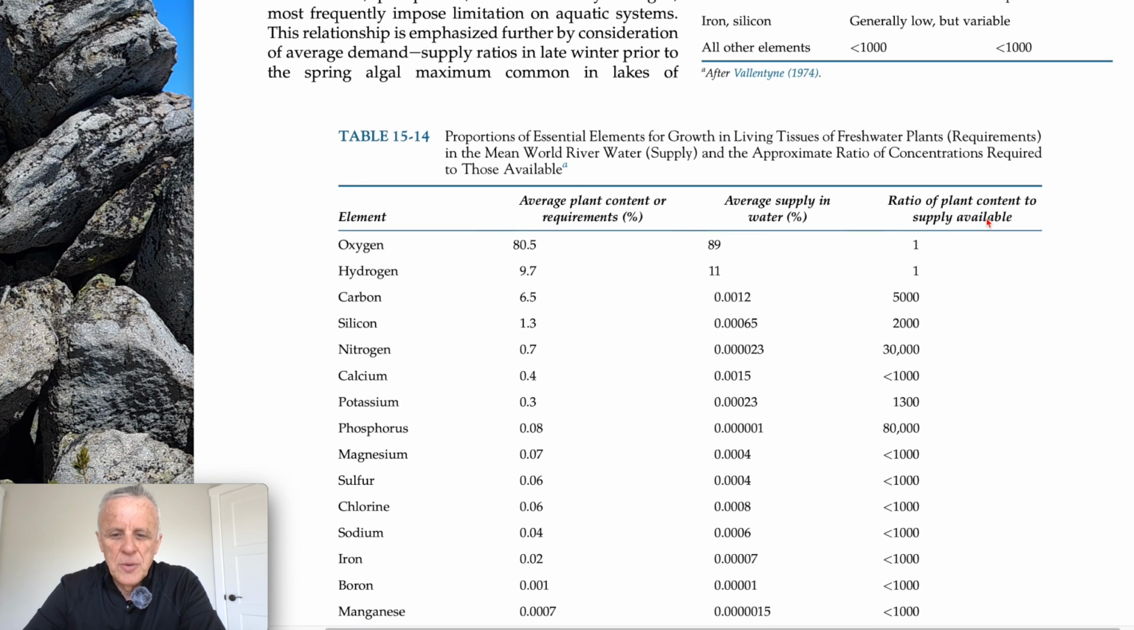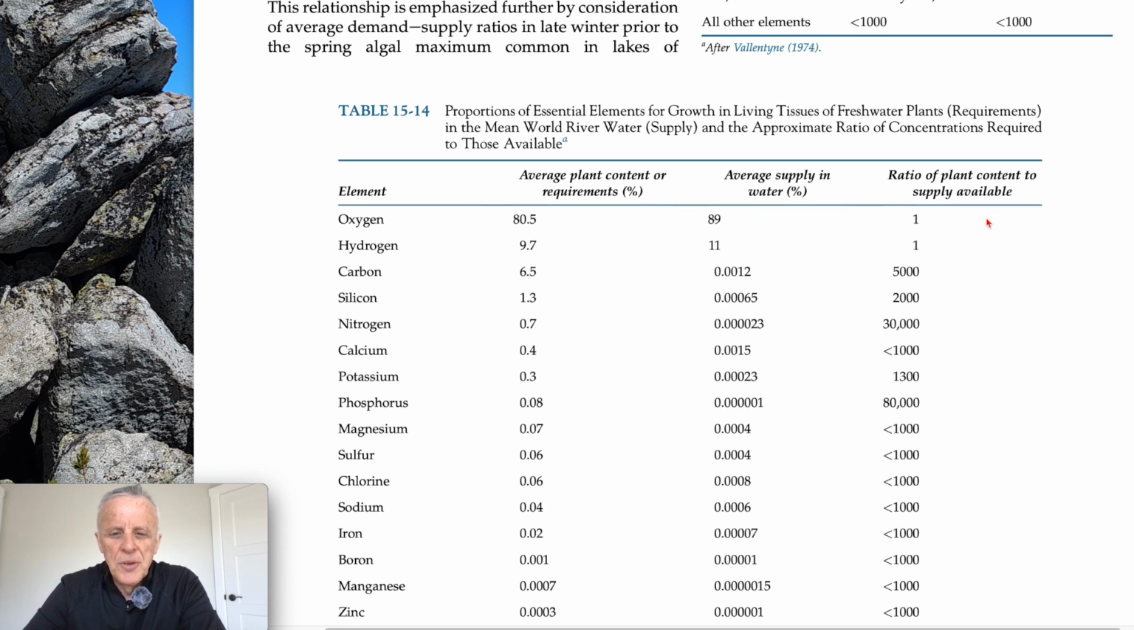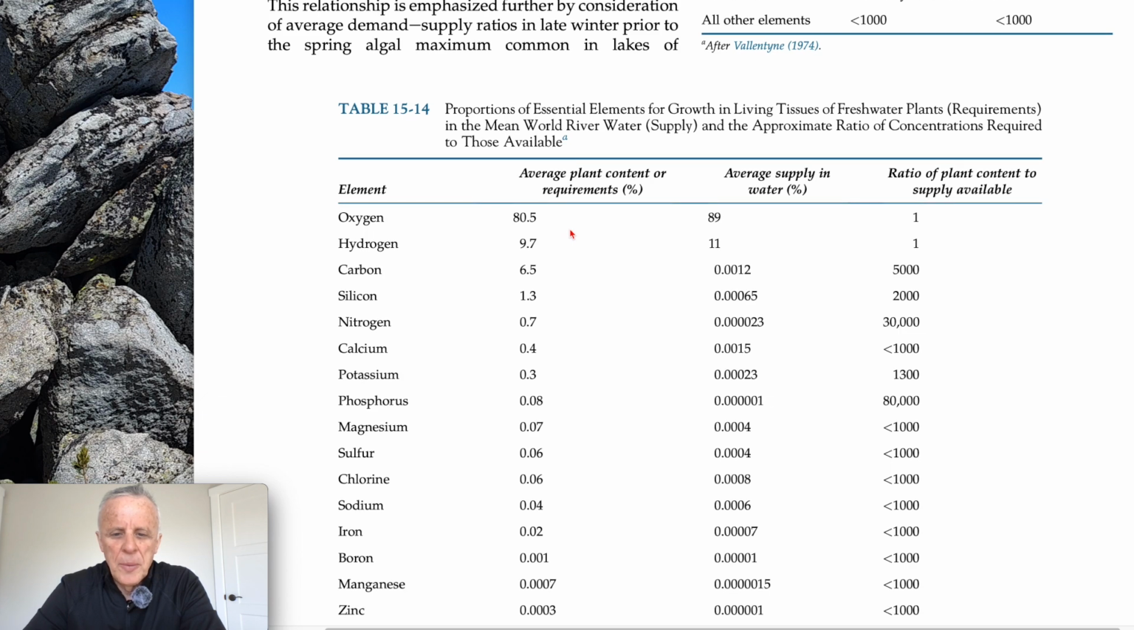15-14, we have proportion of essential elements for growth in living tissues of freshwater plants in the mean world river water, and the approximate ratio of concentration required to those available. So this is for rivers, not for lakes. We have the elements on the left, and then we have the value of the specific atom in percentage for living tissue of freshwater plants. And then the average supply is in the water, and then the ratio of the plant content to supply available.